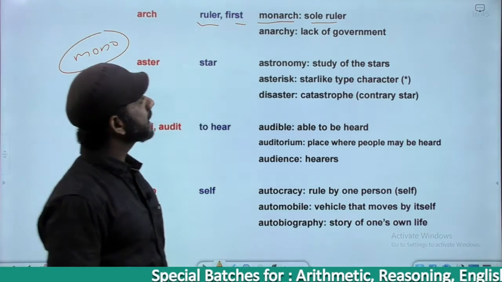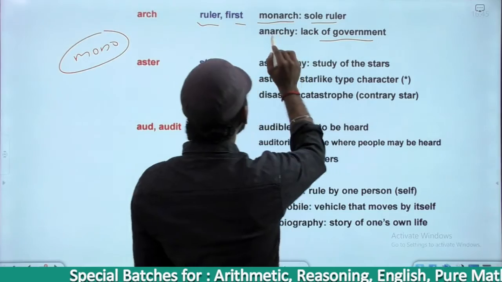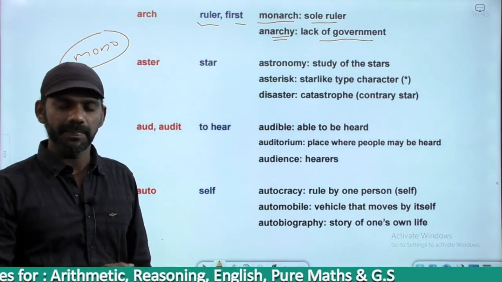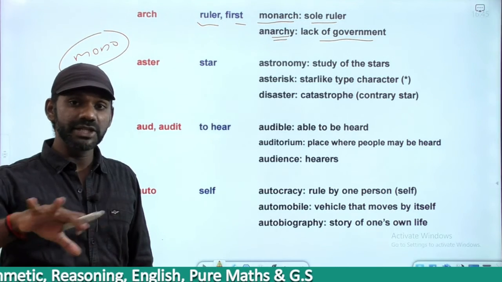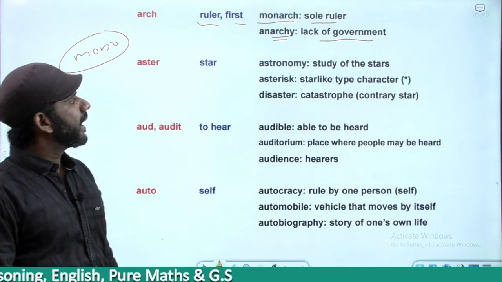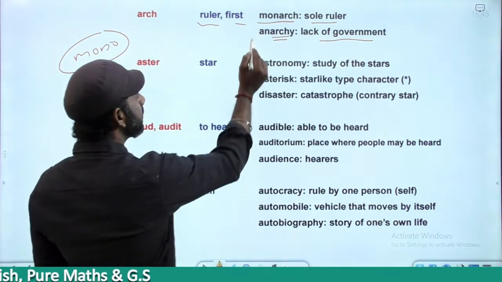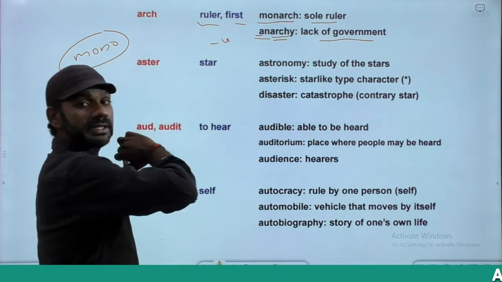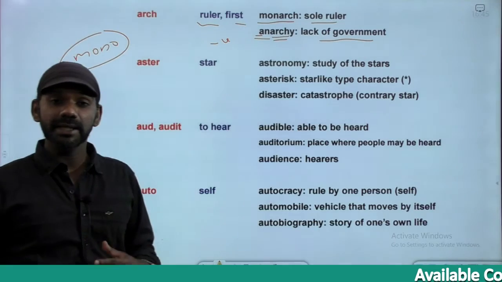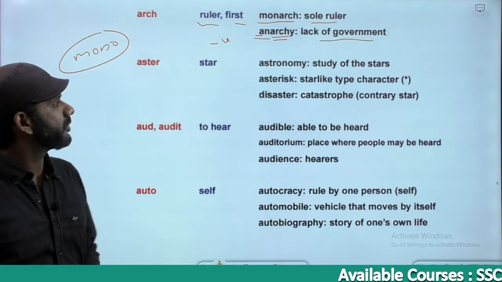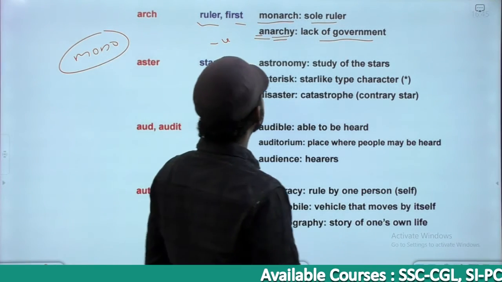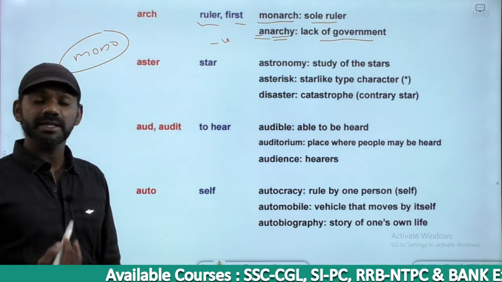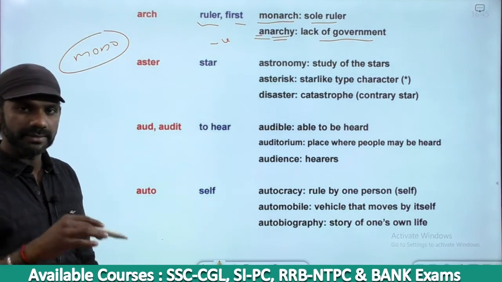Anarchy is lack of government. ARCHY refers to the rule here, right? I told you earlier, the system of government, the regime, the rule and all. Anarchy, we have discussed it. An is a negative prefix meaning no or without. So anarchy means no government, lack of government. So ARCH means ruler, first, chief, the rule.